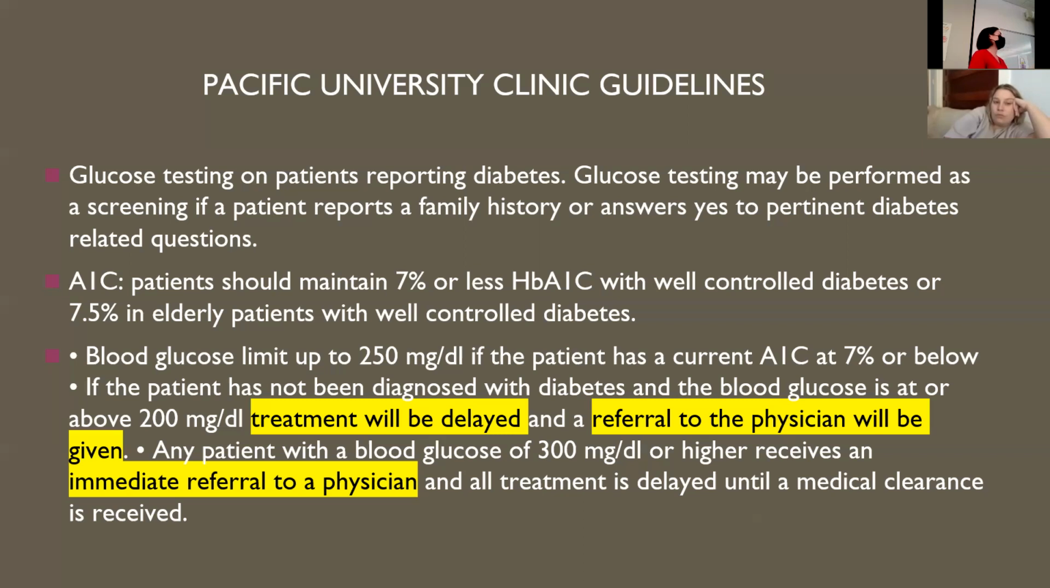Controlled diabetes is usually right around 7. So that's why we say if they have controlled diabetes and their A1C is on record, then we'll go up a little bit higher to 250. But if we have no A1C on record and they are up to 200, that's hyperglycemic, and that puts them at risk for a couple of things. So that's why we don't see them.